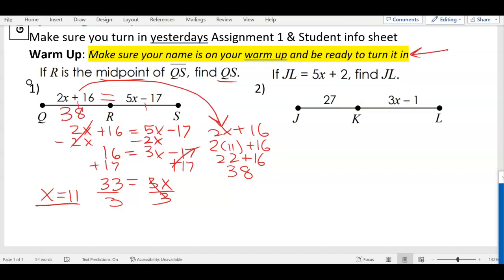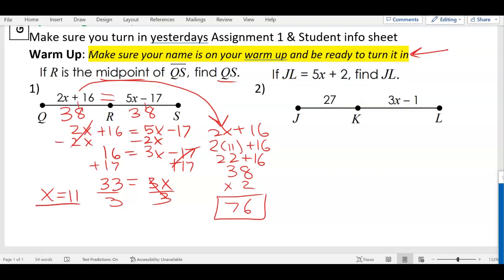How can I figure out all the way across? What do you think? If the left half is 38, what's the right half? 38. If you know it's a midpoint, you know they're equal. And now what can you do with those halves? Add them up, or you could have done 38 times 2. Either way, you get 76 for your final answer. So the answer was not 11. The answer was not 38. The answer is 76. You got to make sure you give them what they're asking for, please. On the next one.